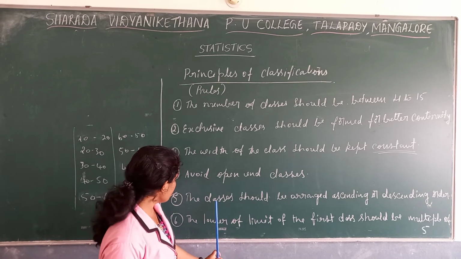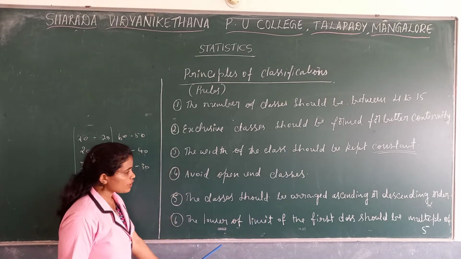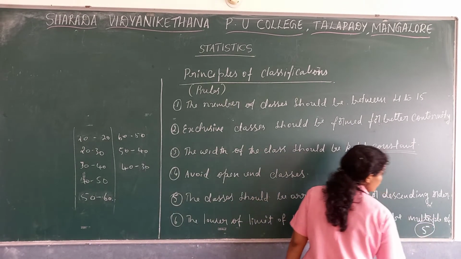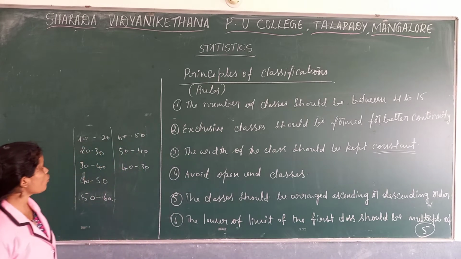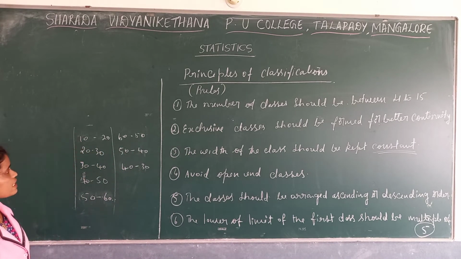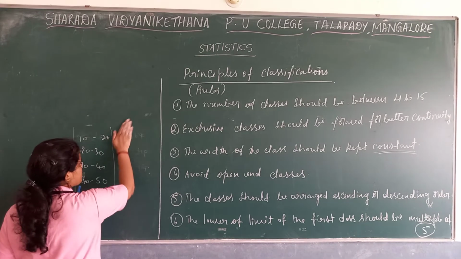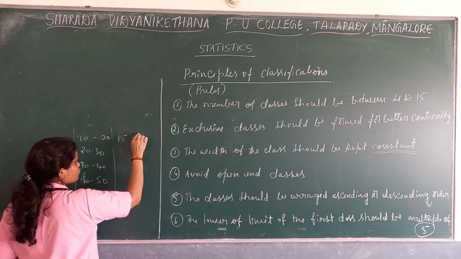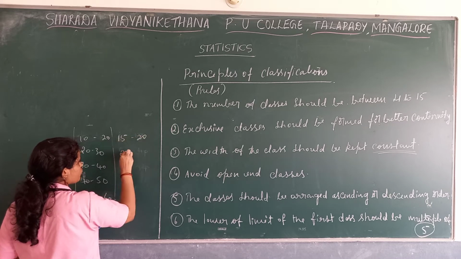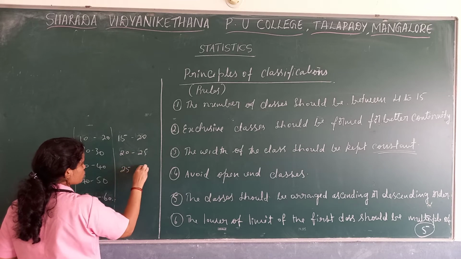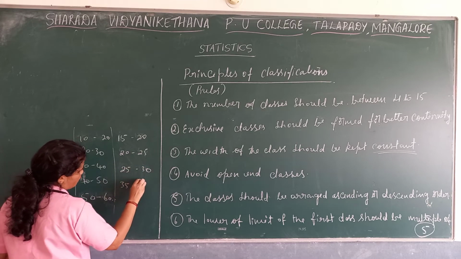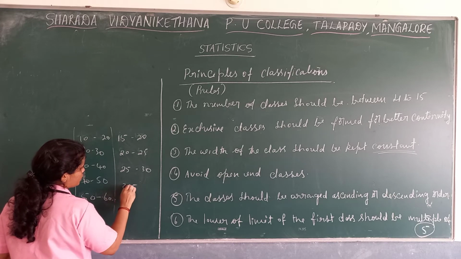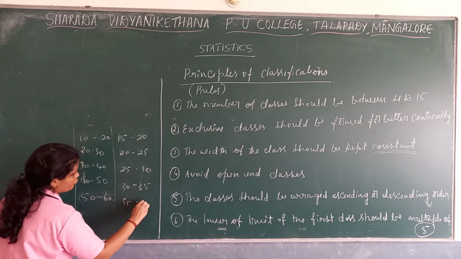Now, the lower limit of the first class should be a multiple of 5. See, this is very, very important. Which is the first class here? We'll frame one more row of class intervals now: 15 to 20, 20 to 25, 25 to 30, 30 to 35, 35 to 40.